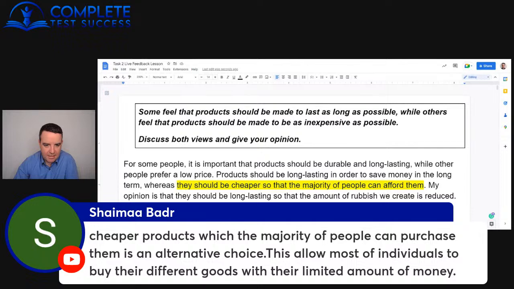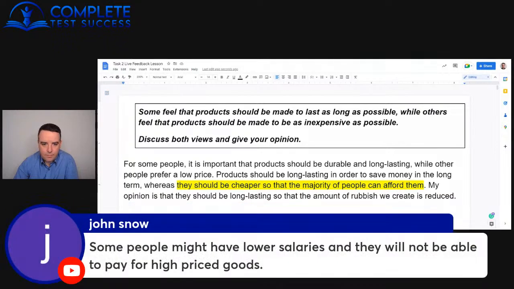Then a space after the full stop. This allows most individuals to buy their goods with their limited amounts of money. Okay, good. Some people might have lower salaries as they will not be able to pay for high-priced goods. The other way around, you need so instead of and.